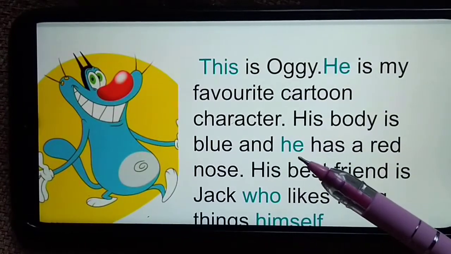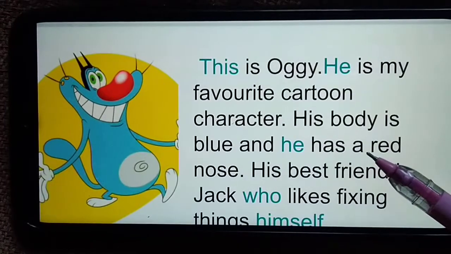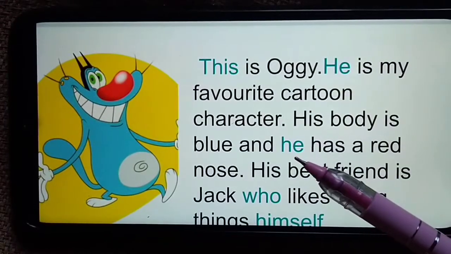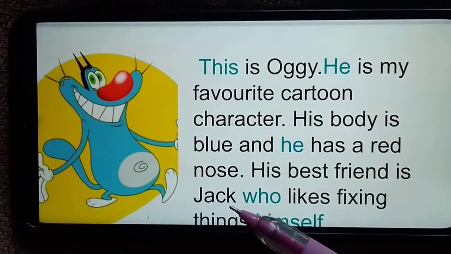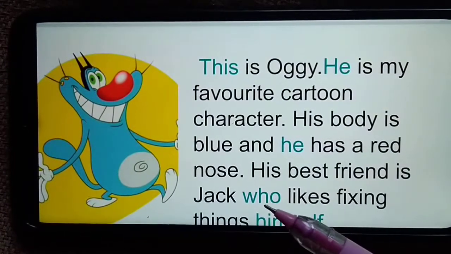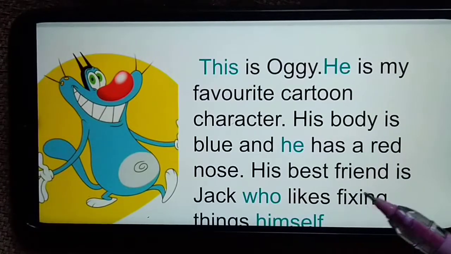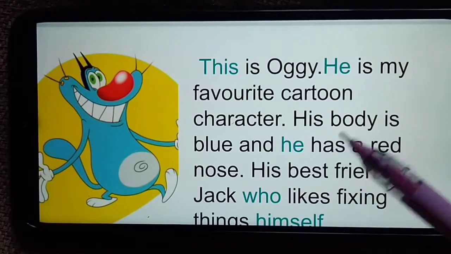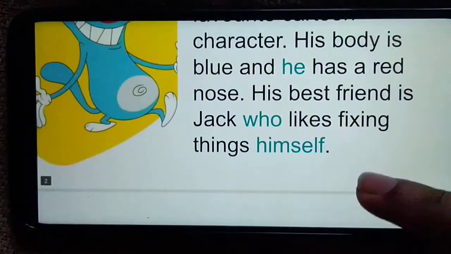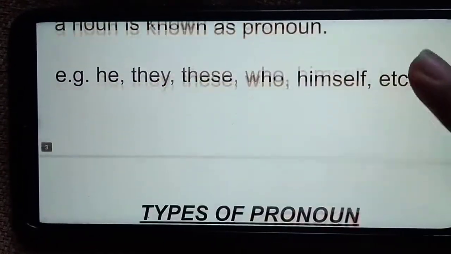Similarly, here also I could write Ogi has a red nose, but the word he replaced Ogi. In the same way, his best friend is Jack, who likes fixing things. I could write Jack likes fixing things. So the word replaced the noun Jack. So pronoun, it replaces the noun.